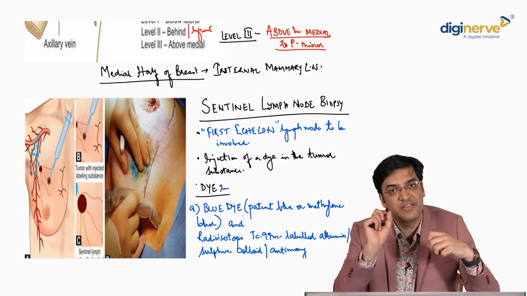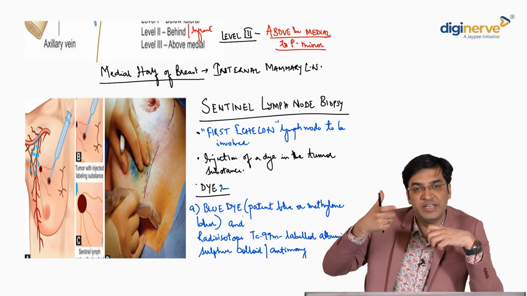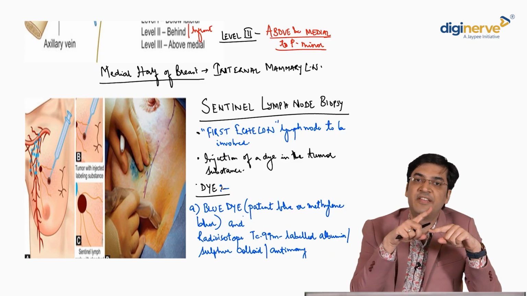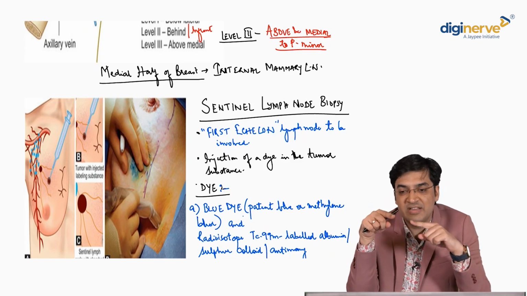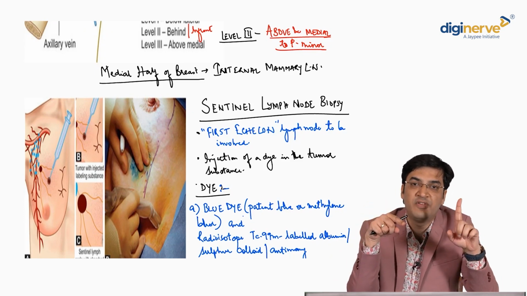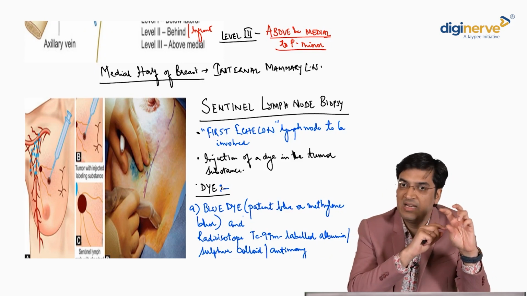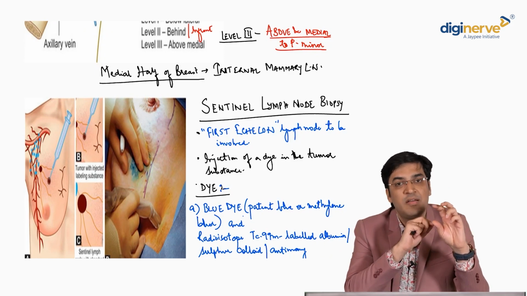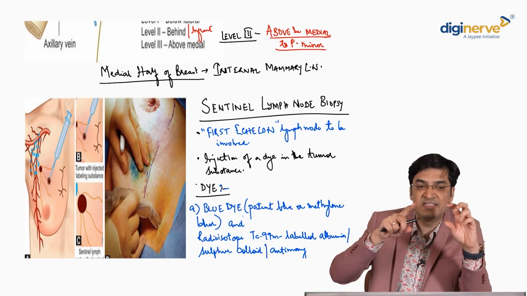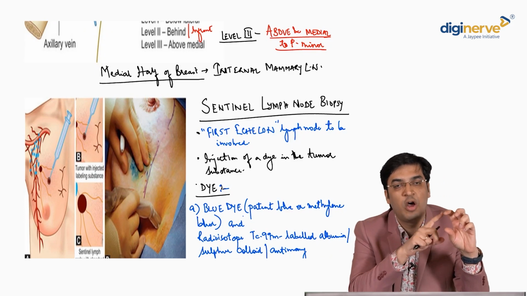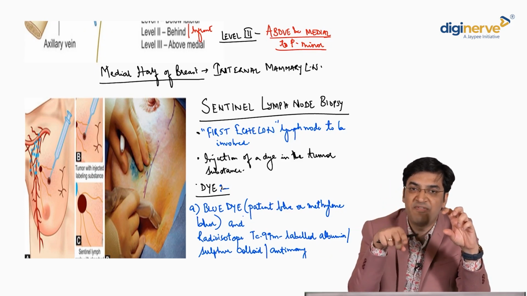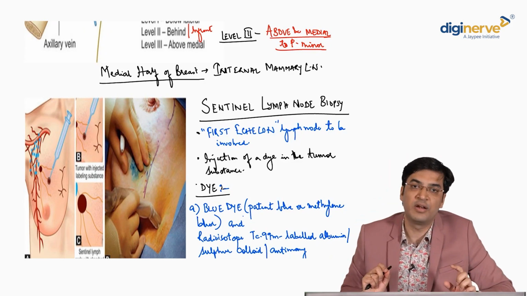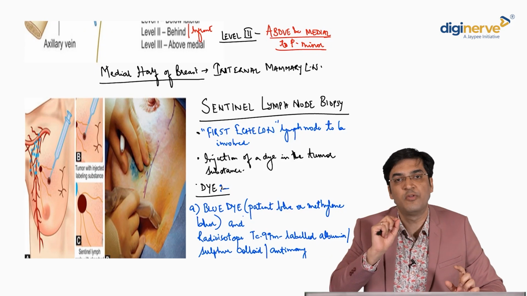Now, what is the significance of this node? Suppose you inject a dye into the tumor and if the tumor has metastasized to the lymph nodes, the dye will spread along the lymphatic channels. First, it will be reaching which node? The sentinel lymph node, because that is the first node receiving the lymphatic drainage from the cancer. So, if the dye is reaching the sentinel lymph node, that means lymphatic metastasis has already taken place, and that is the importance of the sentinel lymph node biopsy.